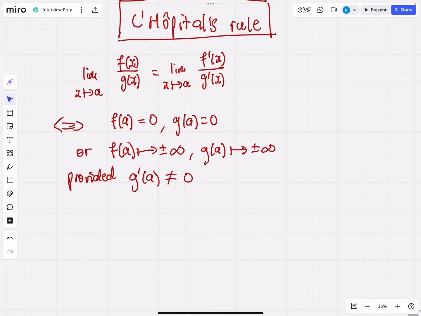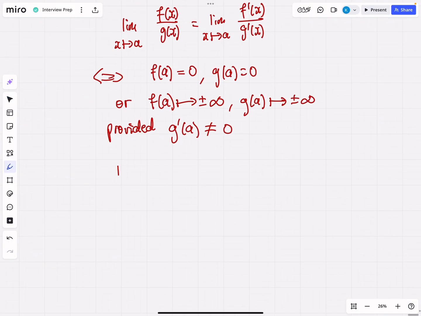So what does that mean? How can you remember this? Well, essentially, if the numerator and denominator of our functions, when we plug in a, tend to the same value, you can use L'Hopital's rule, as long as it's 0 or plus minus infinity. Okay? So for example, if I was considering the limit as x approaches 0 of sine x over x, right?